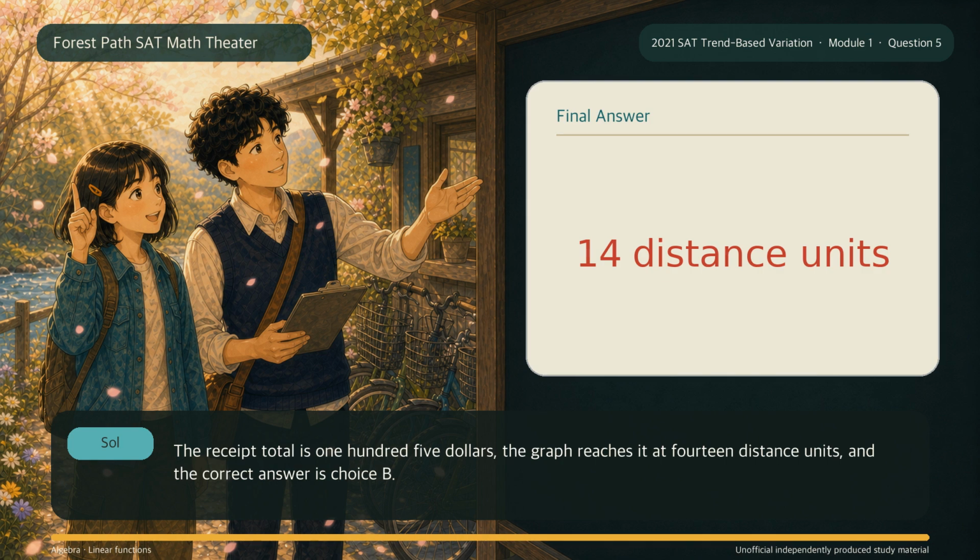The receipt total is $105. The graph reaches it at 14 distance units, and the correct answer is choice B.